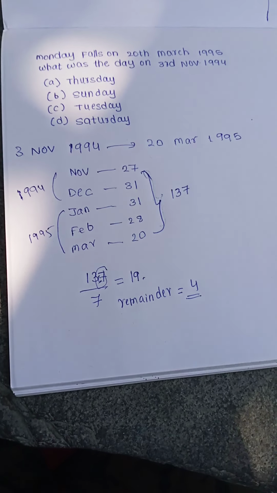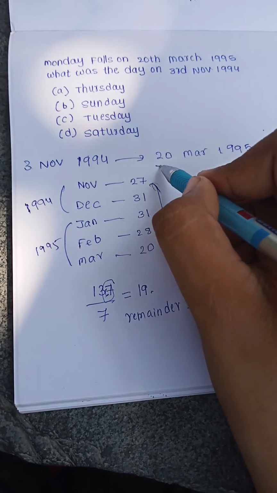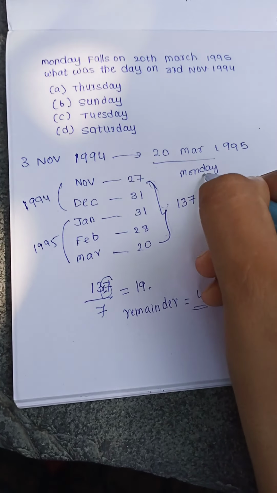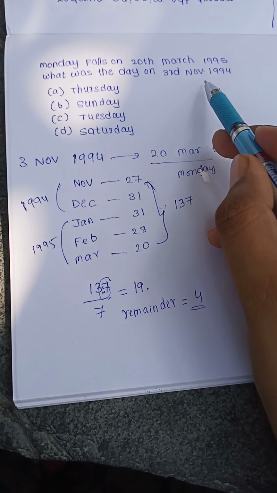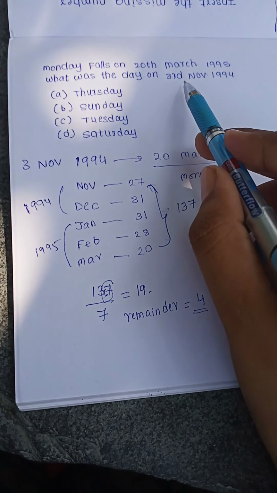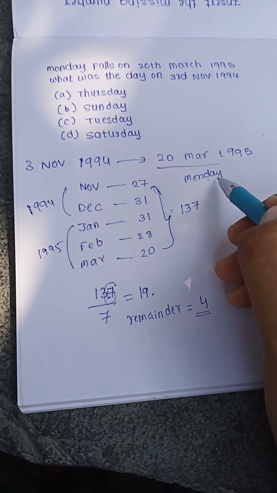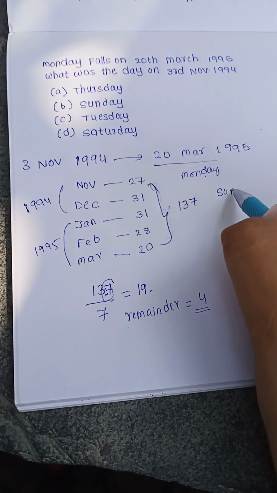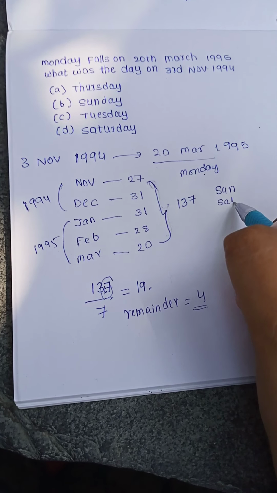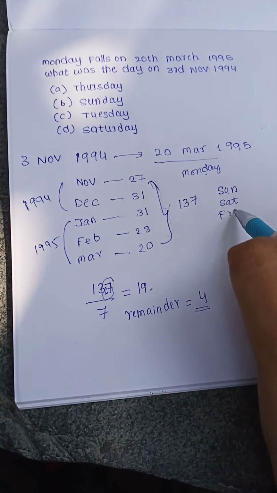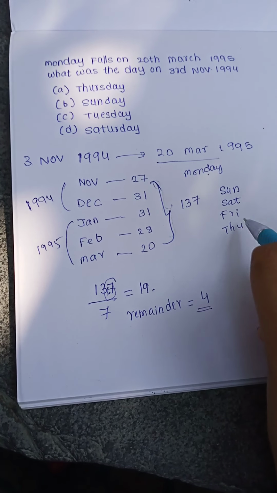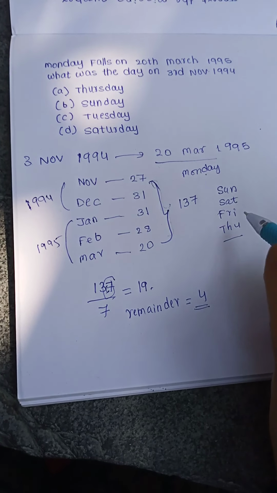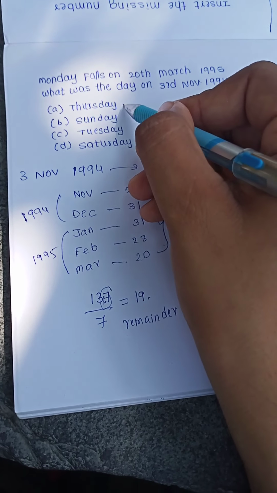Now they have given 20th March 1995 as Monday. We have to go back 4 days from Monday to get the day of 3rd November 1994. Subtracting 1 day from Monday, we get Sunday, again Saturday, Friday, Thursday. So 4 days before Monday is Thursday. So the right option is Thursday.